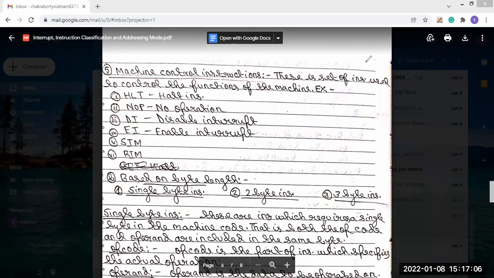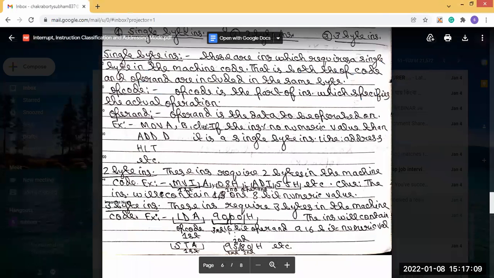Then after the single byte instruction, what is next? The 2 byte instruction. Now what does 2 byte instruction mean? This instruction will require 2 bytes in the machine code. Let's say the example is that we have written MVI A, 08H. This is a 2 byte instruction.